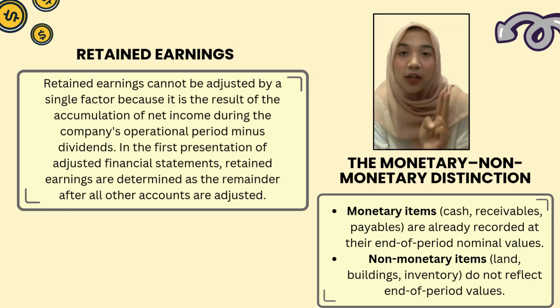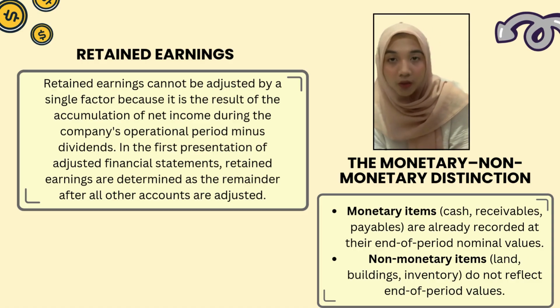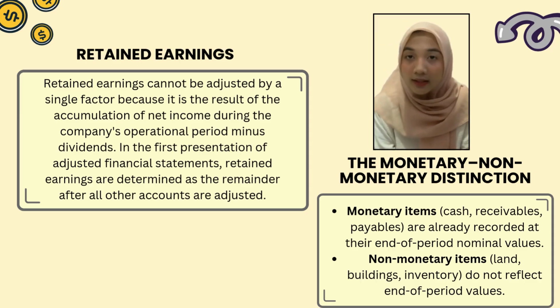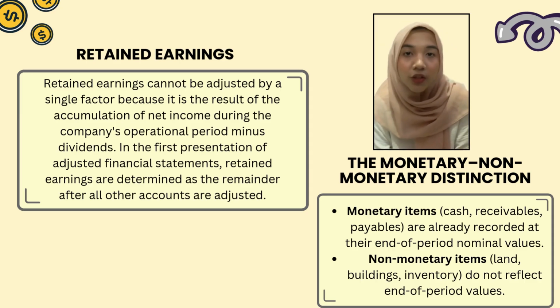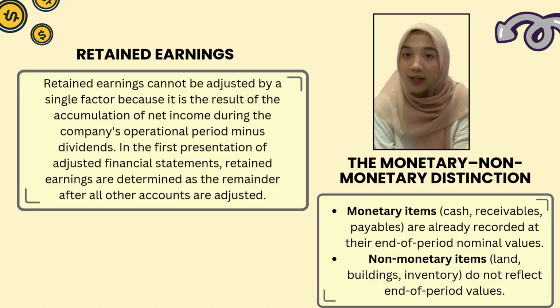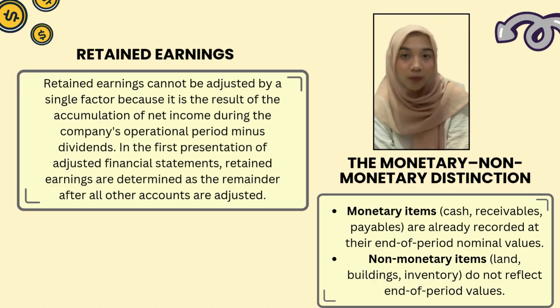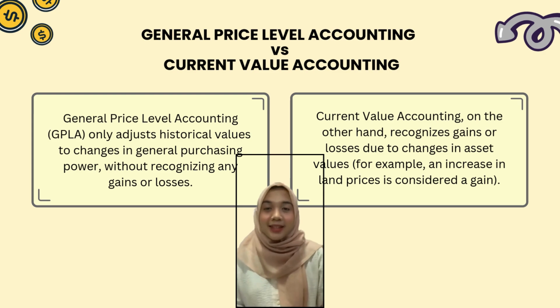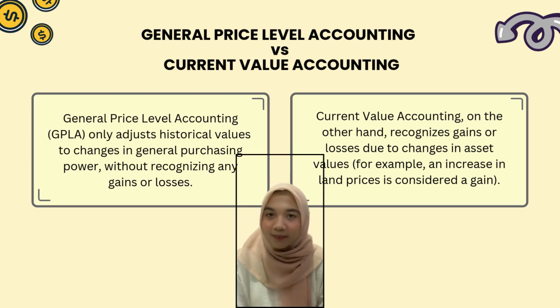The second, non-monetary items like land, buildings, inventory do not reflect end of period values, so they must be adjusted to current purchasing power units to be relevant. Understanding this distinction is crucial to ensuring that financial statements are not biased by changes in the value of money over time. The next one, general price level accounting versus current value accounting.